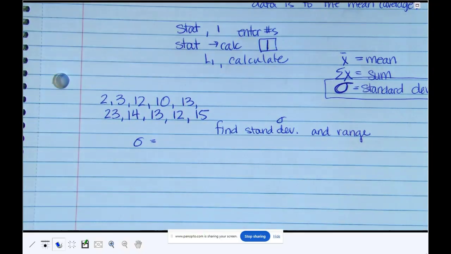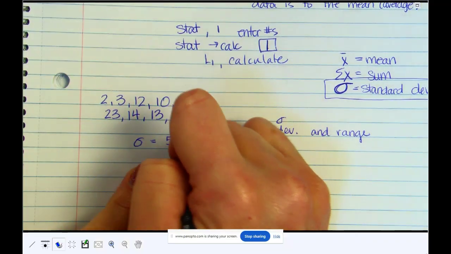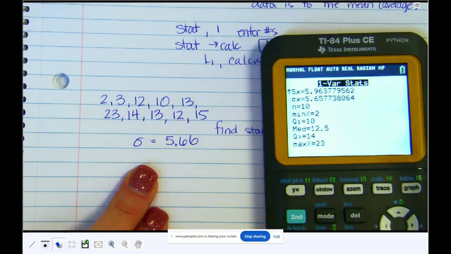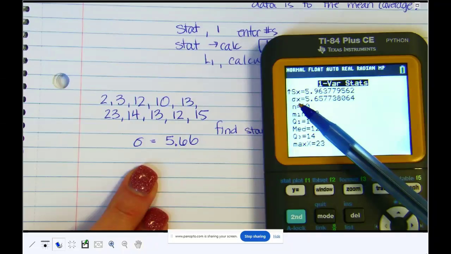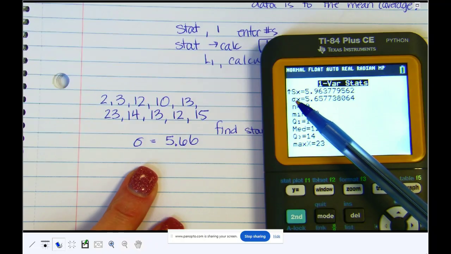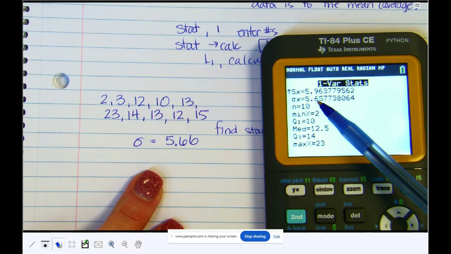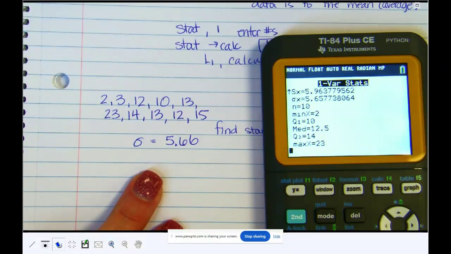When you use your calculator to find the standard deviation, what do you get? 5.66. Yep. So one more time, it's this snaily guy here. Just in case you want to know, it's not really a snail. It's a lowercase Greek s, but it looks like a snail to me. 5.66. Now, what's the range?